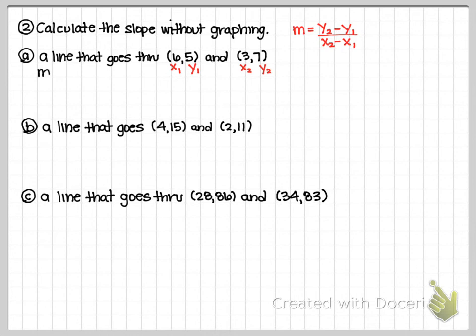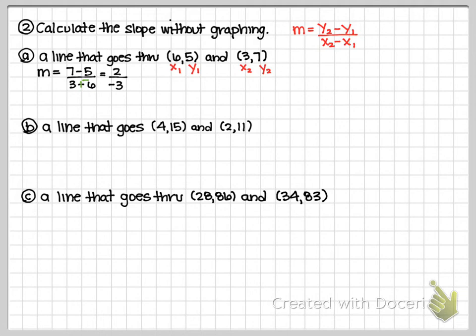So I'll have slope is equal to the second y minus the first y. Remember, y's on top. And then the second x minus the first x. And then do the subtraction. 7 minus 5 is 2. The subtraction in the bottom doesn't make any sense to me, so I'm going to turn it into a negative sign and then flip it to a plus. And that's going to give me -3.